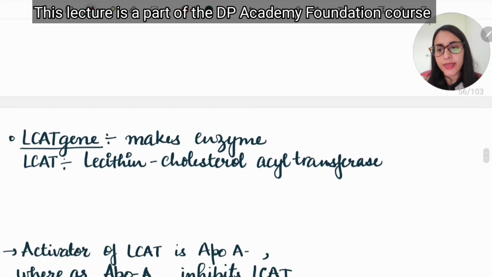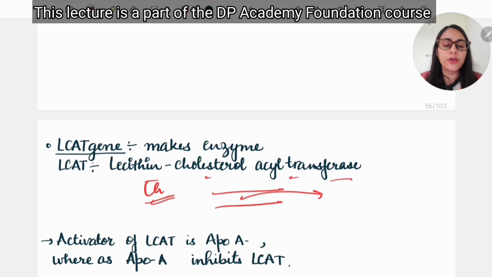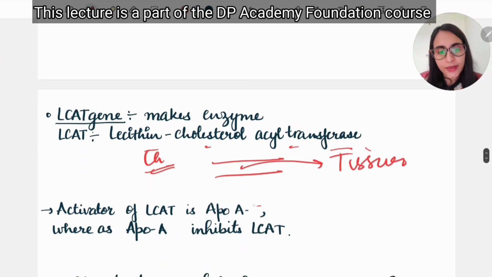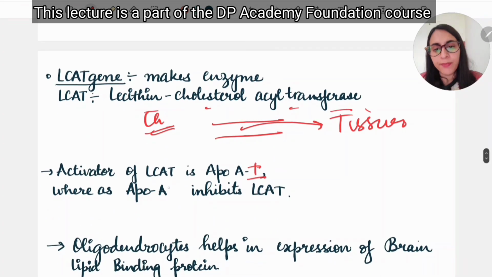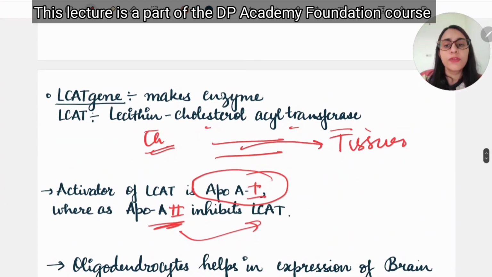Now, the LCAT gene makes the enzyme LCAT, which is lecithin cholesterol acyl transferase, and this enzyme plays an important role in removing cholesterol from the blood to the tissues. The activator of LCAT is ApoA1, whereas ApoA2 inhibits the LCAT activity. The function of LCAT, lecithin cholesterol acyl transferase, is that it removes the cholesterol from blood to the tissues.